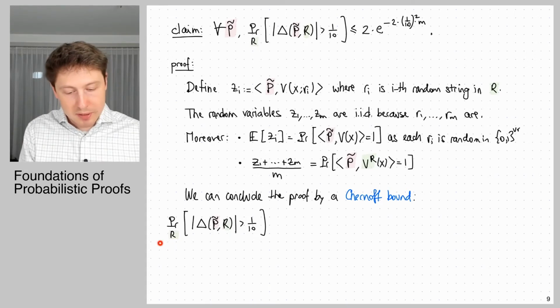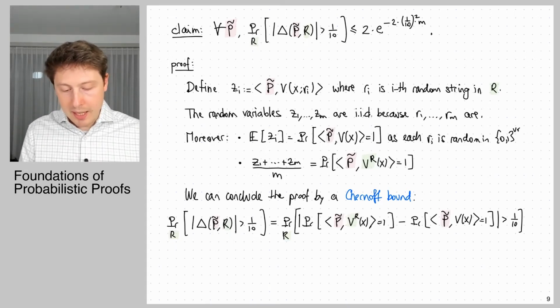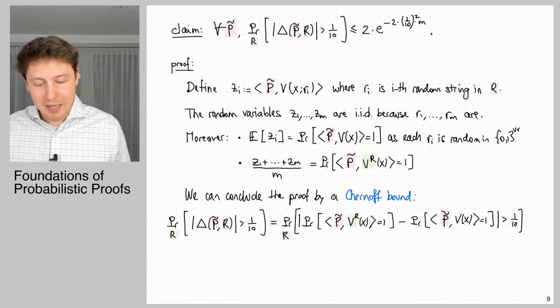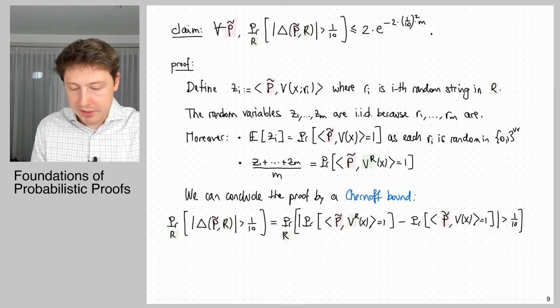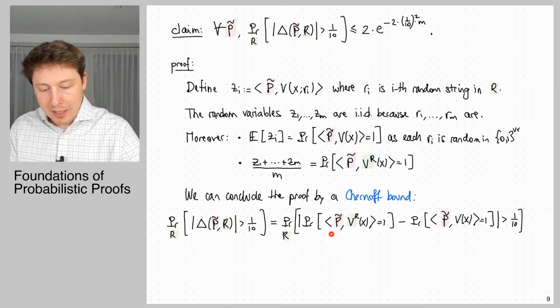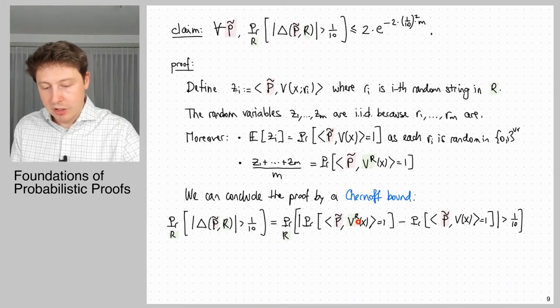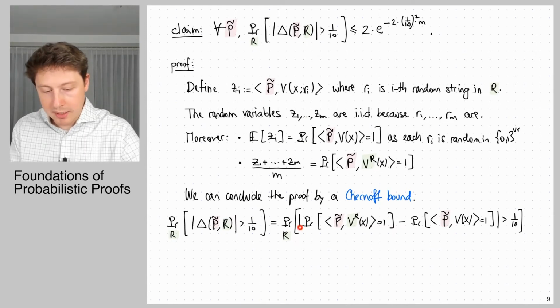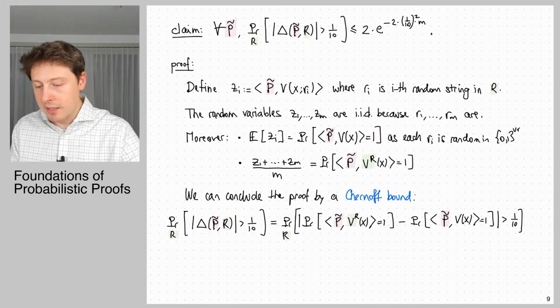So this is the statement that we want to study. Here it is. I've just copied it down here. Here I'm just expanding it, using the definition from the prior slide. What was this difference? It was the difference of the probability of P tilde playing against the verifier choosing its randomness from R, and P tilde playing against the original verifier. And we're looking at the absolute value of this difference and asking, is it greater than a tenth?